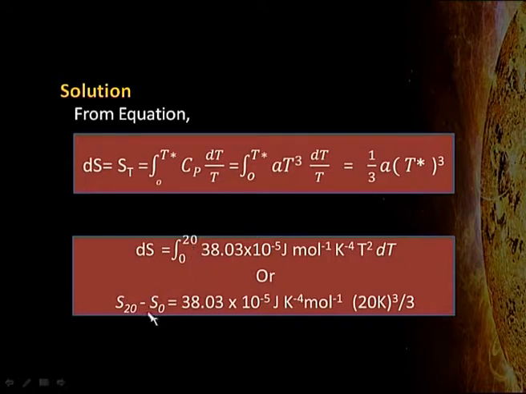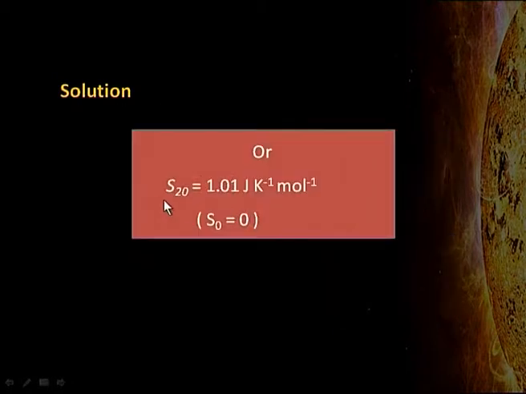Therefore, S20 minus S0 will be equal to 38.03 multiplied by 10 to the power minus 5 joules Kelvin to the power minus 4 per mole multiplied by 20 K cube divided by 3, or S20, that is entropy at 20 Kelvin, is equal to 1.01 joules per Kelvin per mole, as you know that entropy at 0 Kelvin is equal to 0. There is another problem to understand the calculation of absolute entropy of a liquid.